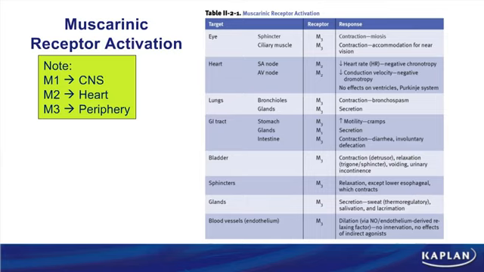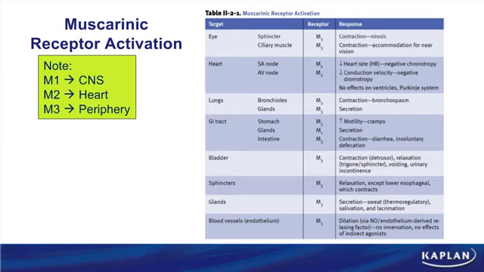Next, we've got glands. Glands have M3 receptors, and they're going to cause secretion. That can be sweating, salivation, and lacrimation. Those are all M3-mediated effects. But watch out. Sweating is the only thing on this table that is a sympathetic effect. It's sympathetic, but remember, mediated by muscarinic receptors.